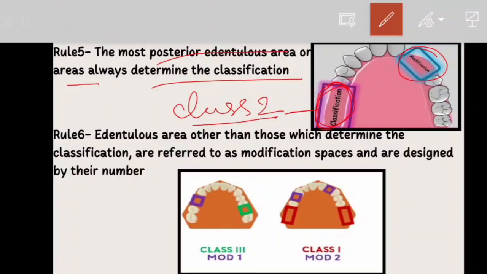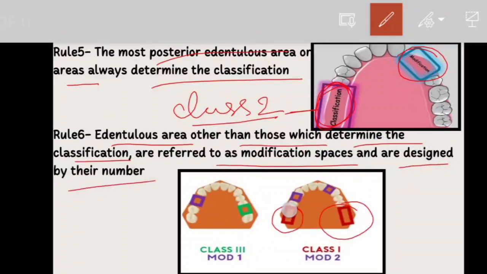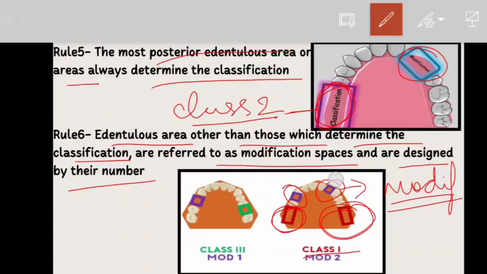Okay. Now rule number 6: the edentulous areas other than those which determine the classification are referred to as modification spaces and are designated by their number. Suppose this, so in rule number 5 you see the posterior space always decides the class. So this is class 1, but the other spaces, like this space and this space, are called modifications. They are designated by the number. So there is one modification present and 2 modifications present, so it is mod 2. You can also see in the first diagram there is class 3 with one extra space, then it is called class 3 mod 1.